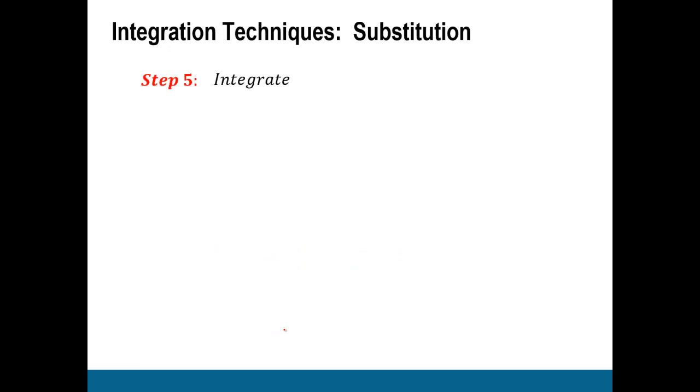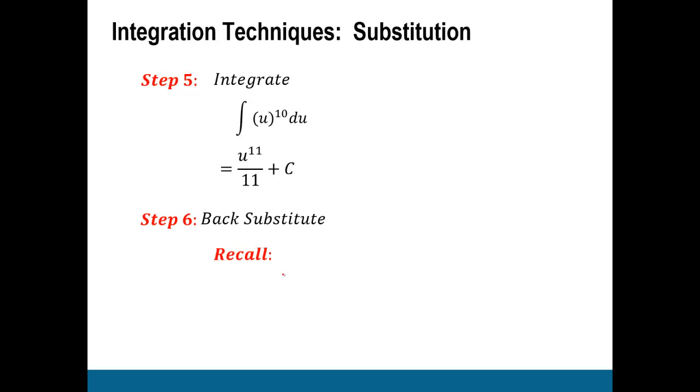For our next step, we'll integrate. We'll find the integral for u to the 10th power du by using the power rule, which gives us u to the 11th power divided by 11 plus the arbitrary constant. Notice that our original problem contained the x variable. So in order to change our u variable back to the x variable, we have to do what's called back substitute. Recall that we substituted u for x cubed plus 1. So we'll simply back substitute u into the previous result, which gives us x cubed plus 1 quantity raised to the 11th power divided by 11 plus the arbitrary constant.